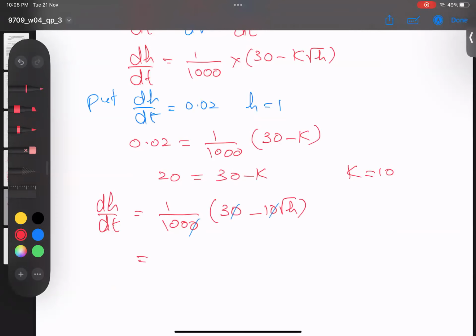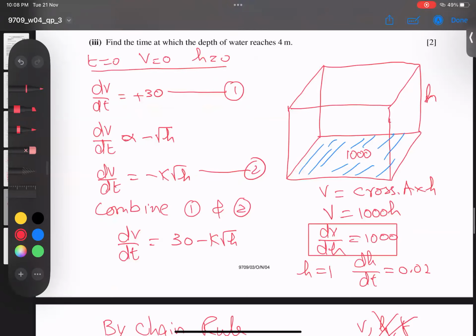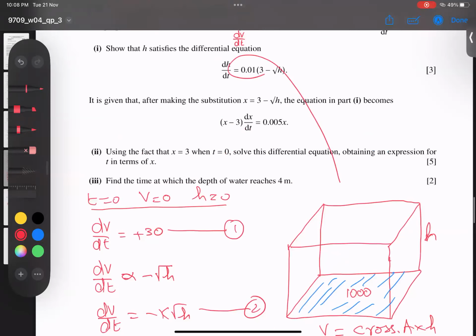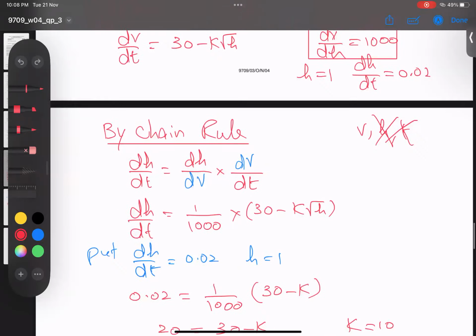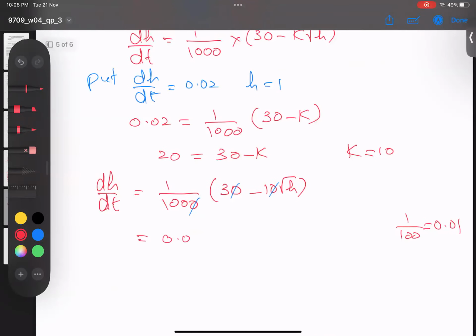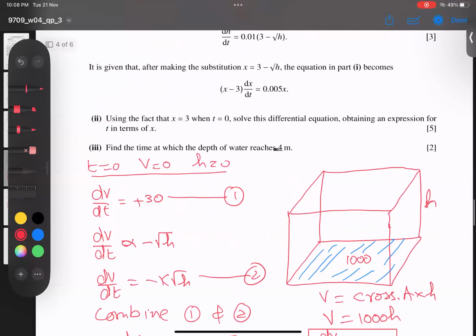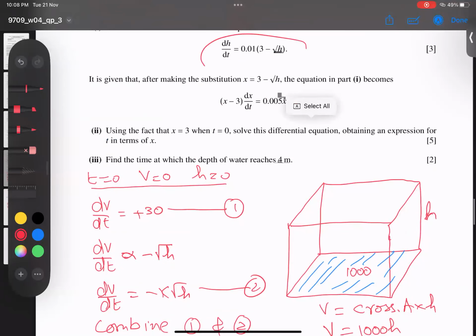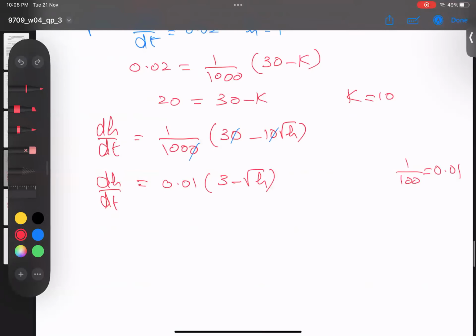So I get 1 by 1000. What is 1 by 1000? 0.01. Check it. Same target. So we are getting 0.01 times the bracket 3 minus root h is dh by dt. Once again, recheck. Yes, fully match. So we can say that it is proved.